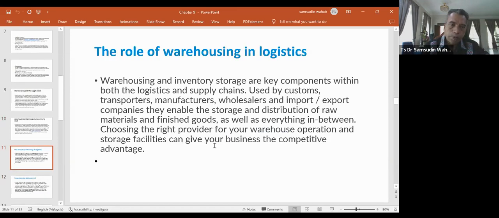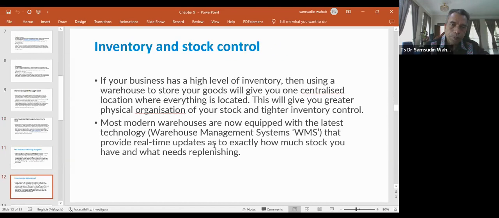Next we move to the role of warehousing. One is inventory and stock control. When we have a warehouse, we can control the numbers of stock, the numbers of inventory, and the status of inventory. Most modern warehouses are now equipped with the latest technology. We have what I call the Warehouse Management System, WMS, that provides real-time updates as to exactly how much stock you have and how much we need to replenish.